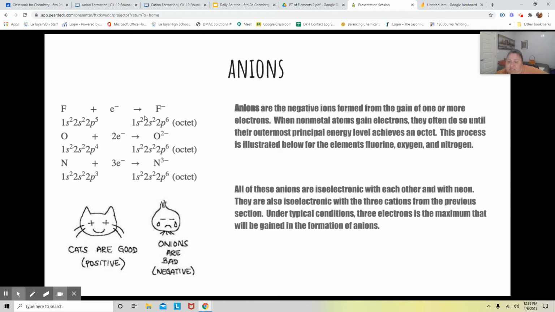Under typical conditions, 3 electrons is the maximum number that will be gained in the formation of an anion. So what it's saying is that more than likely, about 95% of the time, the maximum number of electrons that can be gained is 3. There are some exceptions, as always, but they're not very common. So we always like to say the maximum that you can gain is 3.